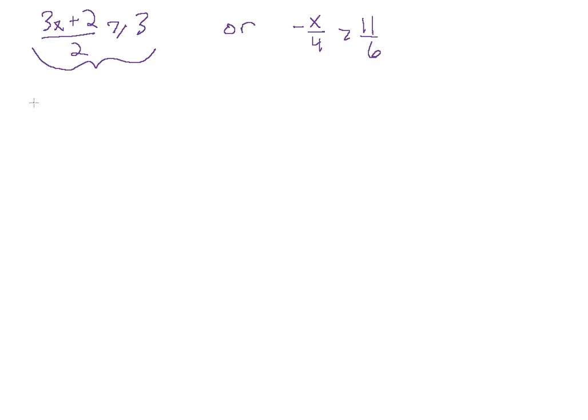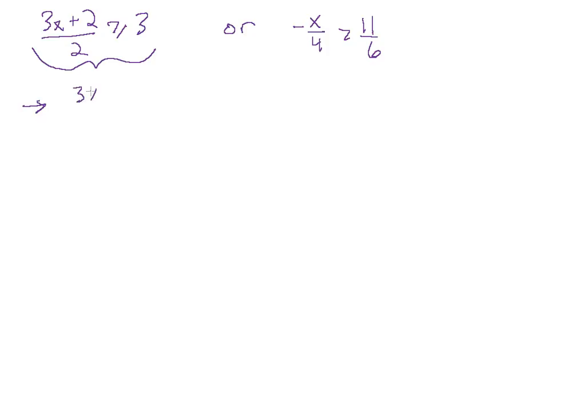Let's take a look at 3x plus 2 divided by 2 is greater than or equal to 3, or minus x over 4 is greater than 11 over 6. All right, so we have some fractions here in an OR compound inequality, but don't get excited here. We actually know how to do this, so let's just take it one step at a time. Let's deal with this one first.